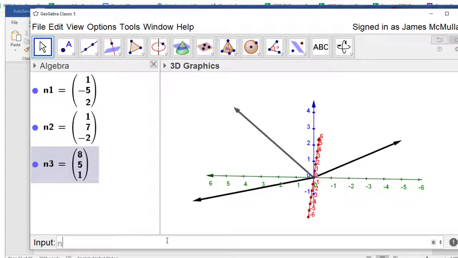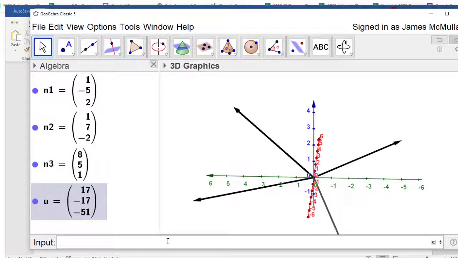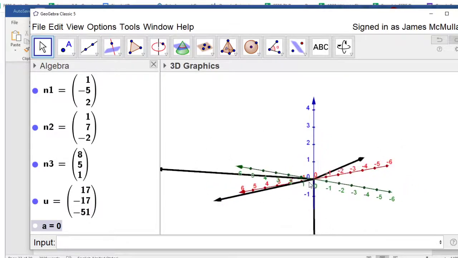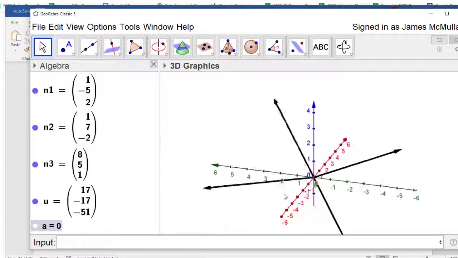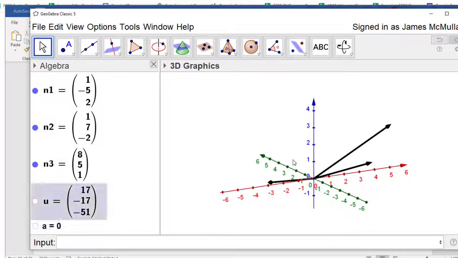So I'm going to do n2, so cross n2 with n3, and then I'm going to dot that vector u with n1. Now this time you can see that the triple scalar product is 0 because in fact all three of these lie on the same plane.